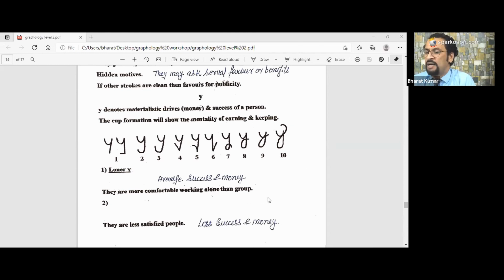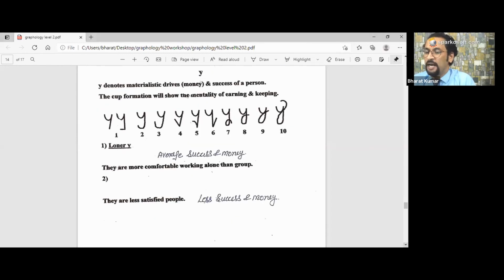So they are average in the success and money. They are more comfortable working alone than in group. That's why this is known loner Y. They want to be alone in the life and workplace. They are not a good person for a team.